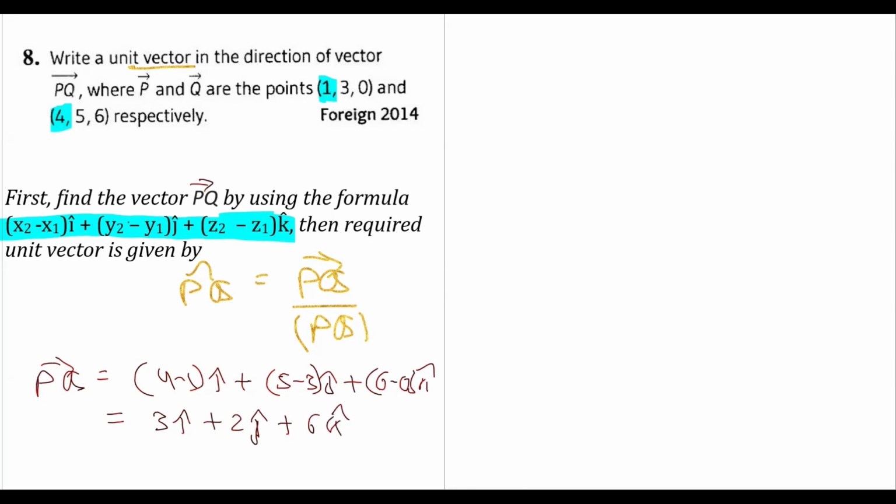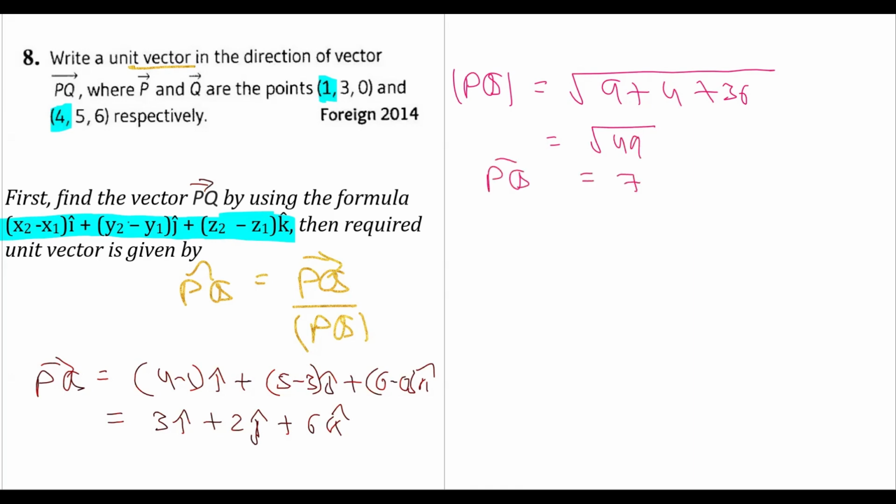Now, once we have obtained the PQ vector, we are going to obtain its magnitude, and PQ magnitude is going to be what? That should give you the whole under root of 3 square, that is 9, plus 2 square, which is 4, plus 6 square, that is 36. It comes out to be 49, under root 49, and that is equal to 7. So now we are simply going to plug in over here, that is, PQ cap is equal to PQ vector, which is 3I plus 2j plus 6k cap, divided by 7. So this is what we are going to get as the answer.